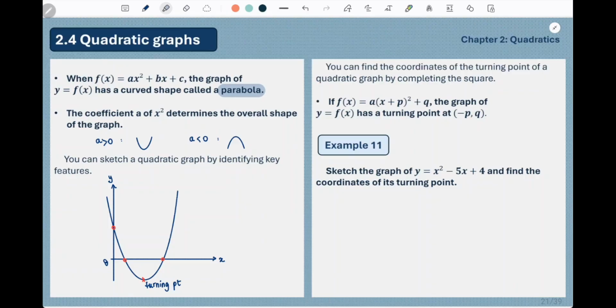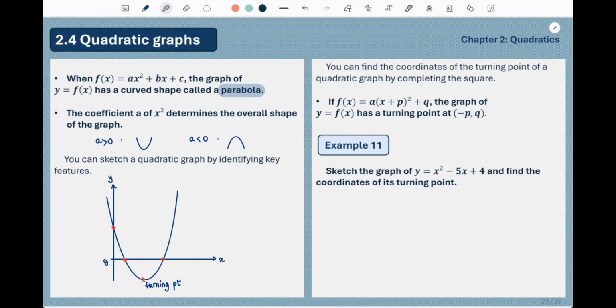The coefficient of a here is very important when it comes to determining the overall shape of the graph. If we know whether it's positive or negative, we'll have a primary idea of how it's going to look. Although we're not going to know exactly where it's going to pass through, we know the general idea of how the graph looks.